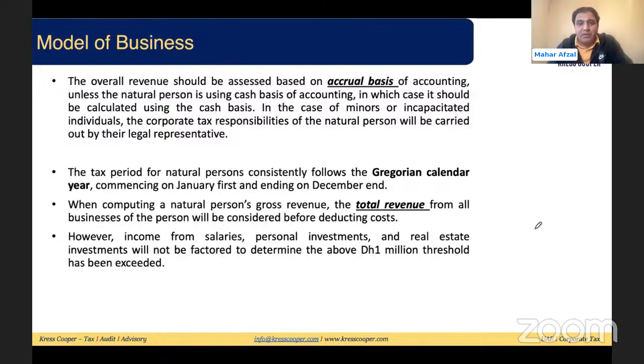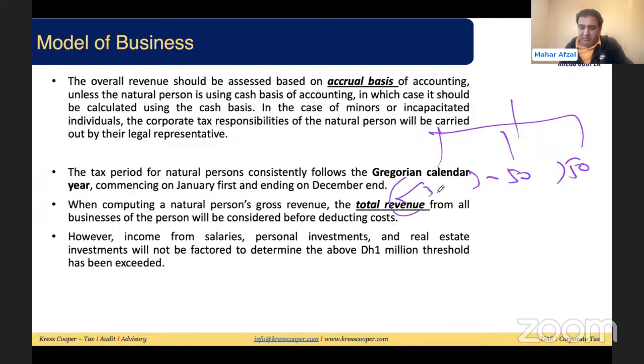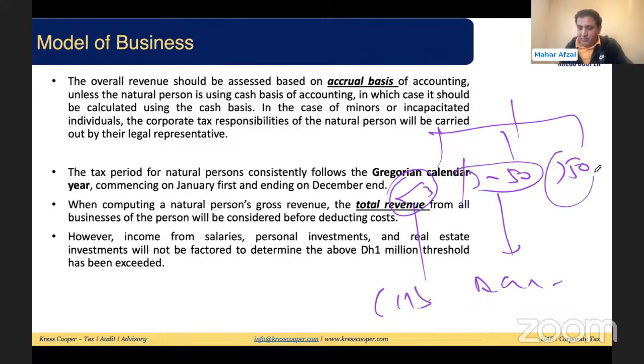The overall revenue should be assessed on an accrual basis. Will you follow the accrual basis or the cash basis? The law allows that if your business revenue is up to 3 million dirham, you can apply the cash basis of accounting. There are basically three different grades of revenue: more than 50 million, 3 million to 50 million, and up to 3 million. If up to 3 million, you can apply the cash basis. For 3 to 50 million, you need to apply the accrual basis of accounting. For more than 50 million, you need to apply the accrual basis.